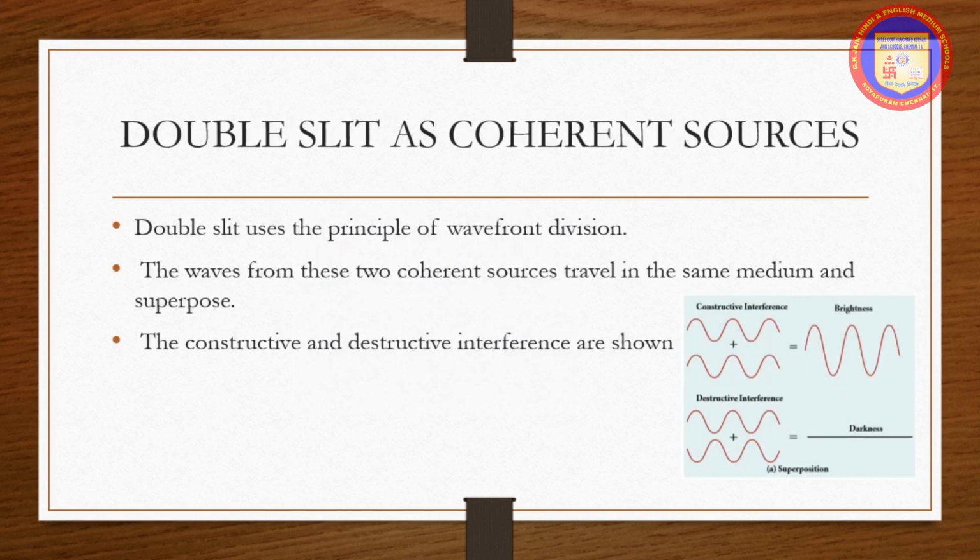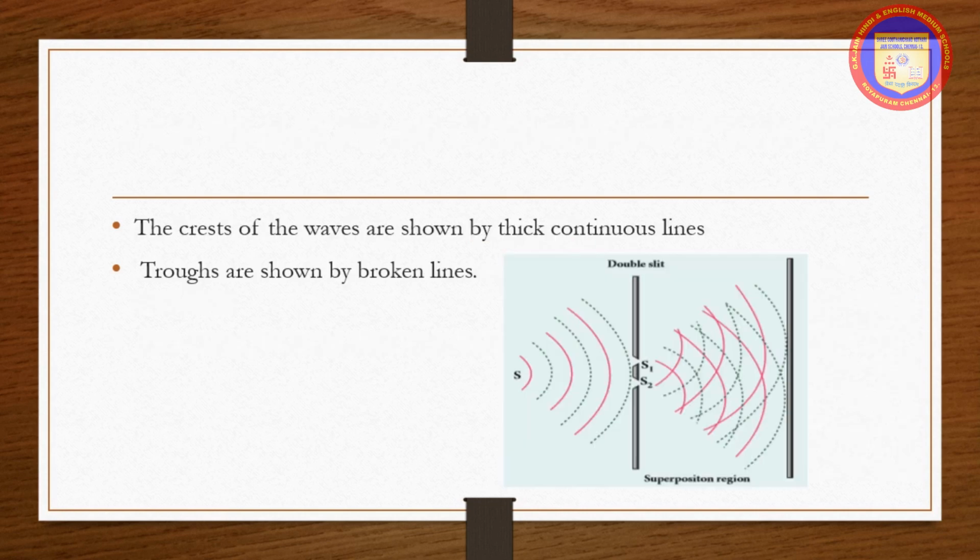Next is double slit as coherent sources. Double slit uses the principle of wavefront division. Two slits S1 and S2, illuminated by a single monochromatic source S, act as a set of coherent sources. The waves from these two coherent sources travel in the same medium and superimpose. The constructive and destructive interference are seen in the diagram.